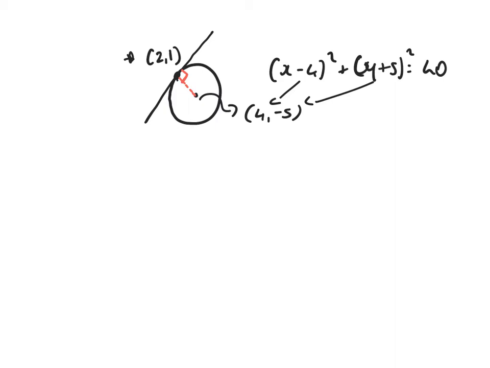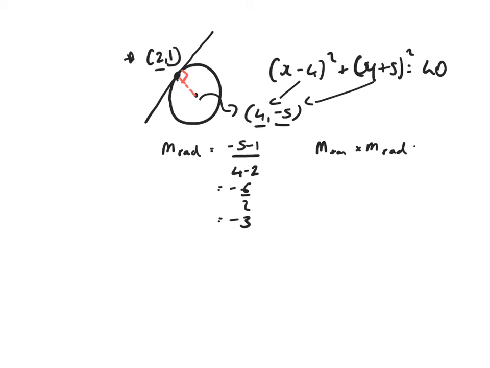So I'm now going to find the gradient of the radius, and that will be (y2 − y1) over (x2 − x1): (−5 − 1) over (4 − 2). That's −6 over 2, and that's −3. I can then use m1 × m2 = −1, specifically m tan × m rad = −1. So for m tan, I'm going to flip and invert −3, which is −3 over 1, and that's positive 1/3.